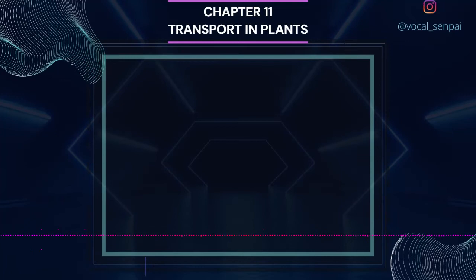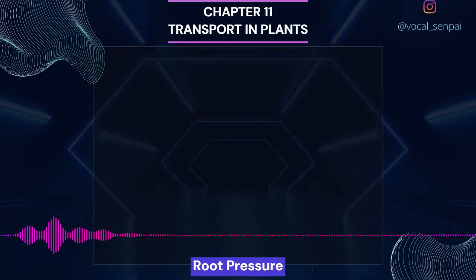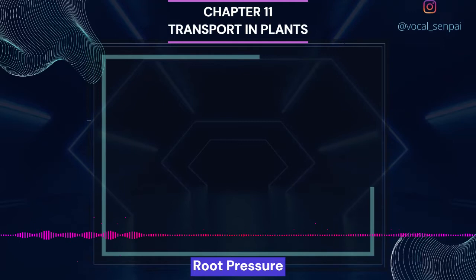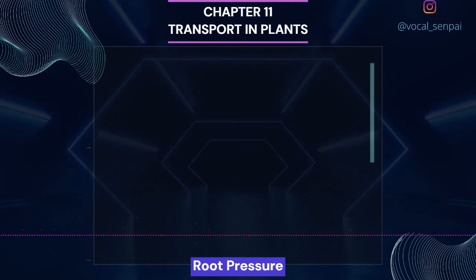Root pressure. As various ions from the soil are actively transported into the vascular tissues of the roots, water follows its potential gradient and increases the pressure inside the xylem. This positive pressure is called root pressure and can be responsible for pushing up water to small heights in the stem. How can we see that root pressure exists?